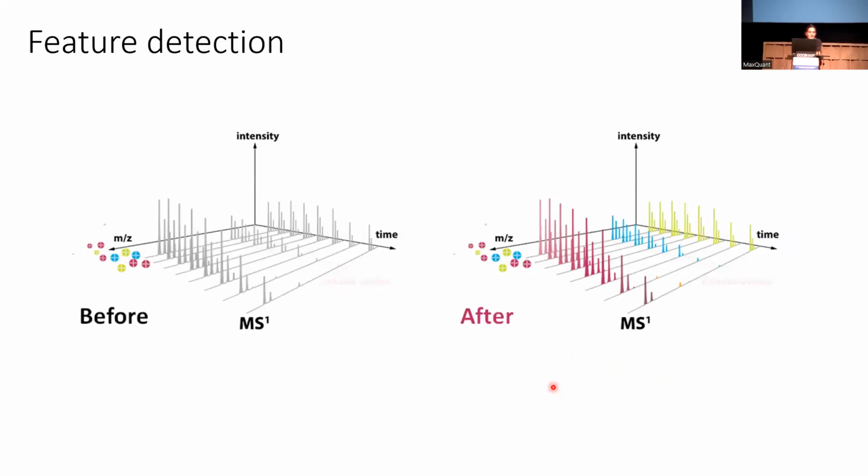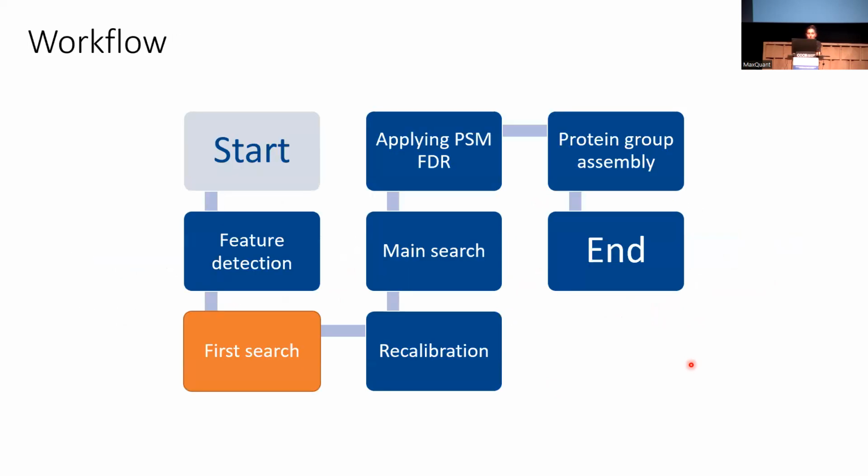So now we went from not knowing anything about the peaks in the 3D plot at the MS1 level to now at least having some information. For example, I know that all of these peaks that have the same color come from the same peptide. And this is a great way for MaxQuant to start. So that's a great step. The first step was finished. That was the feature detection.